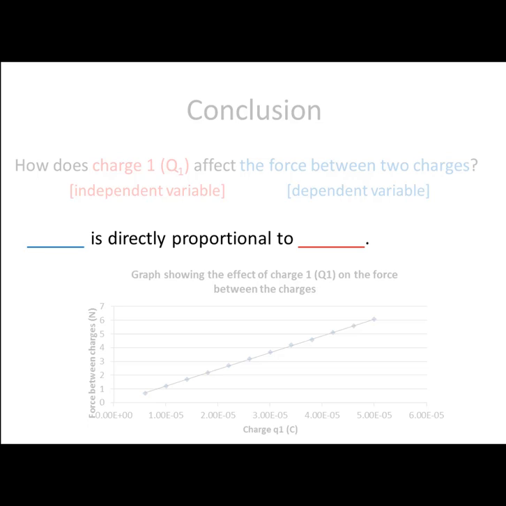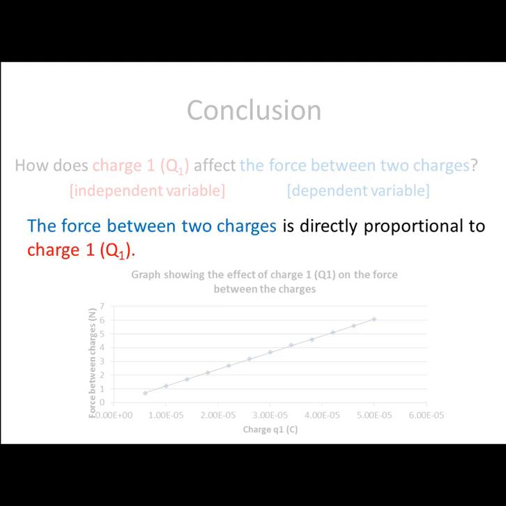How should we word this? It's important to get the independent and dependent variables the right way around. And if we word it in this format given here, you must name the dependent variable first and the independent variable last. The force between two charges is directly proportional to charge 1, Q1. Or more exactly, the magnitude of the force between two charges is directly proportional to the magnitude of charge 1, Q1.